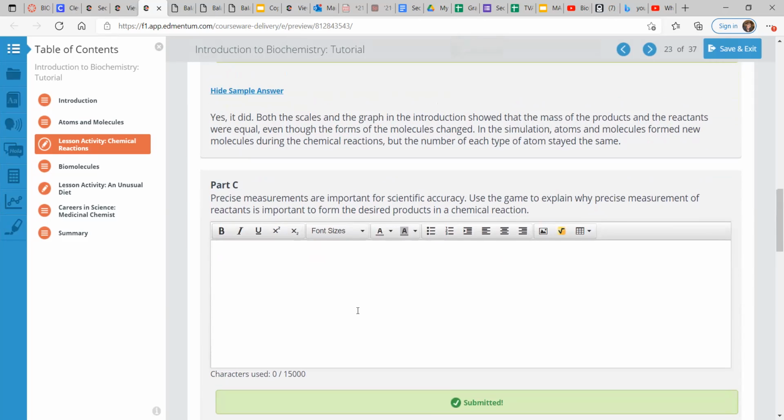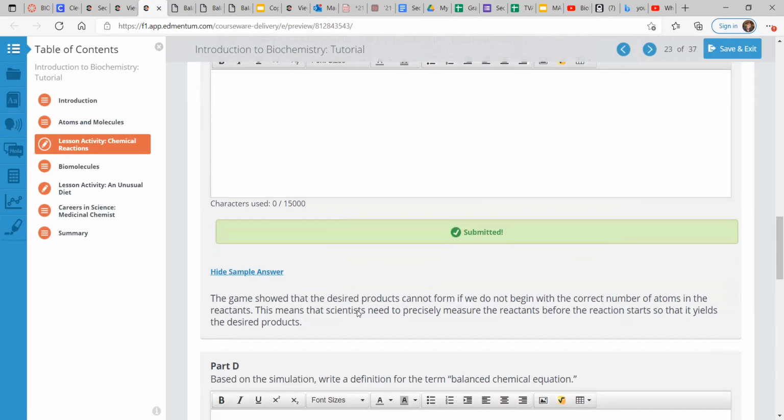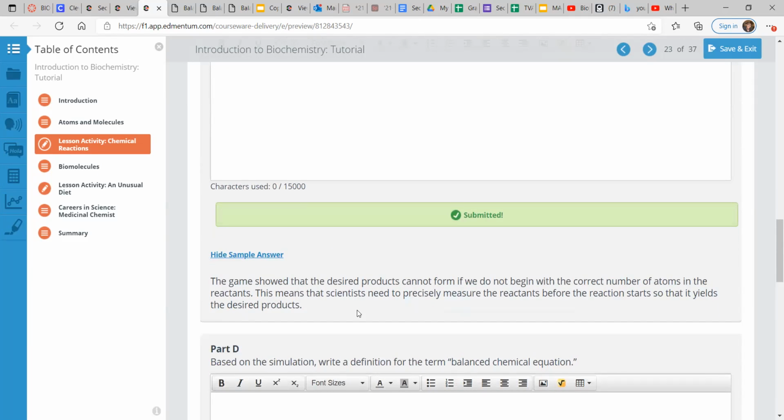Precise measurements are important for scientific accuracy. Use the game to explain why precise measurement of reactants is important to form the desired products in a chemical reaction. So we didn't go through the game, but the game showed that the desired products cannot form if we do not begin with the correct number of atoms in the reactants. This means that scientists need to precisely measure the reactants before the reaction starts so that it yields the desired products. You need enough starting material to produce what you want to produce.